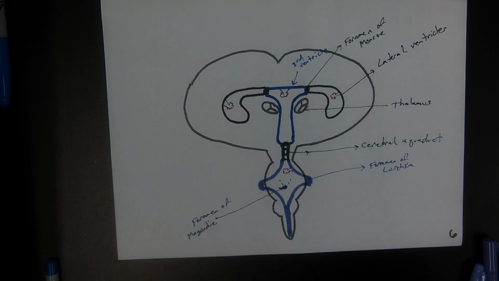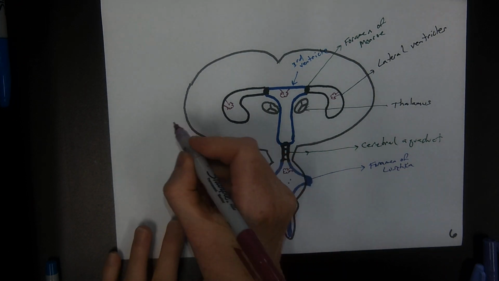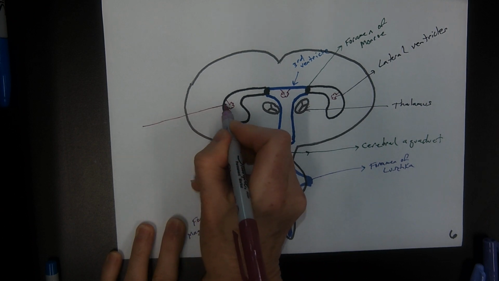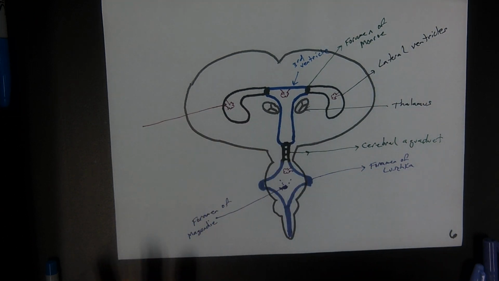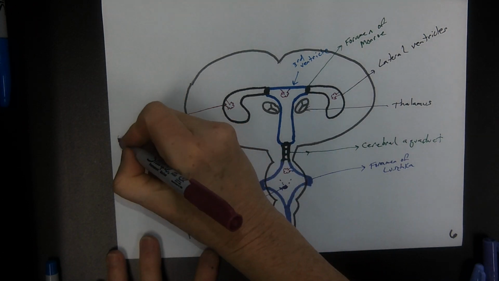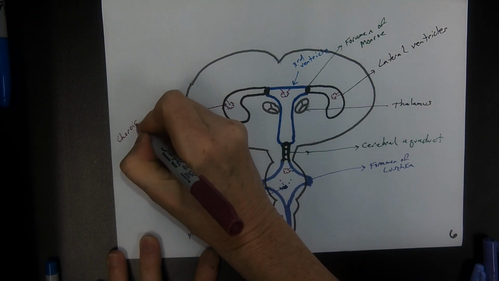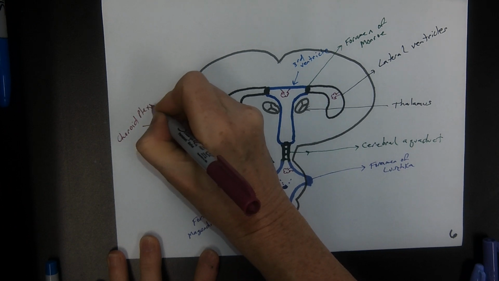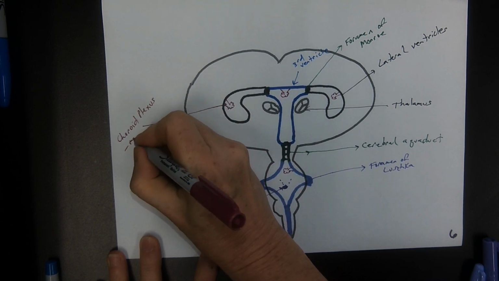Does anybody know the name of the thing that makes CSF? These are called choroid plexus. So these things here, looking like a little broccoli on a stem, right? They're choroid plexus, and they make CSF.